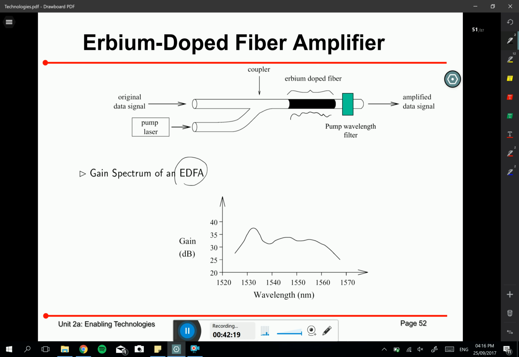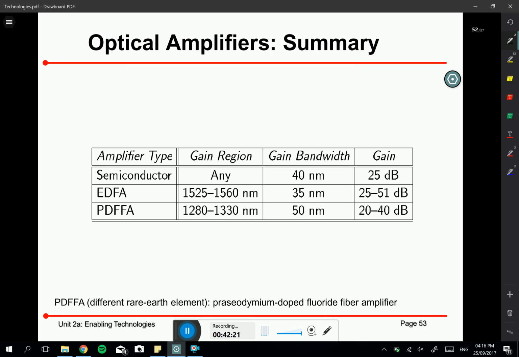Again, you have semiconductor amplifiers or EDFAs. These are the two main amplifiers. As you can see, the gain of the EDFA can be pretty large. The gain of the semiconductor amplifier is somehow limited. That's why EDFA is more popular.